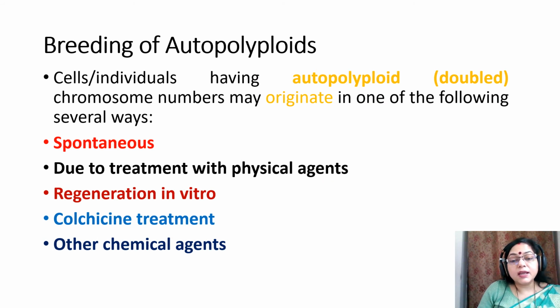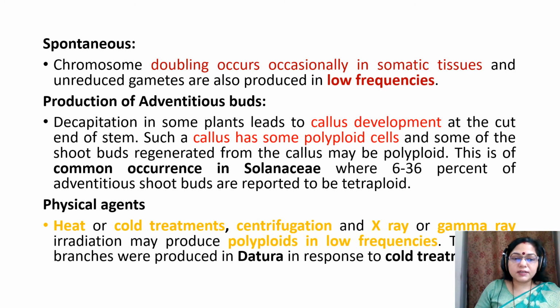Breeding of autopolyploids. Cells or individuals having an autopolyploid chromosome number may originate in one of the following ways. It may be spontaneous, it may be due to treatment with a physical agent, it may be due to regeneration in vitro, or it may be due to colchicine treatment or other chemical agents. Spontaneous: chromosome doubling occurs occasionally in somatic tissue, and unreduced gametes are also produced in low frequencies. Production of adventitious buds.